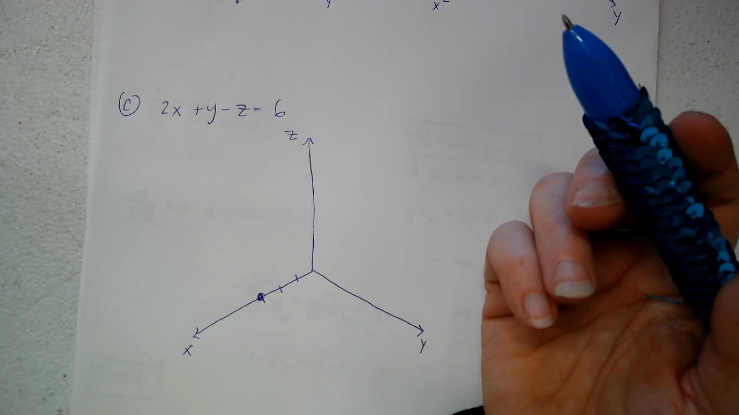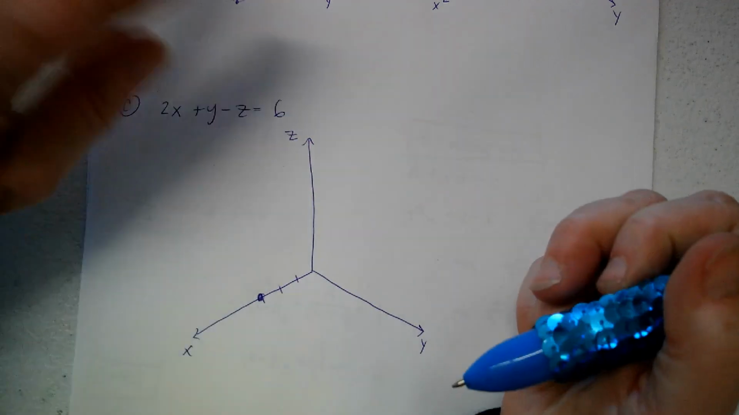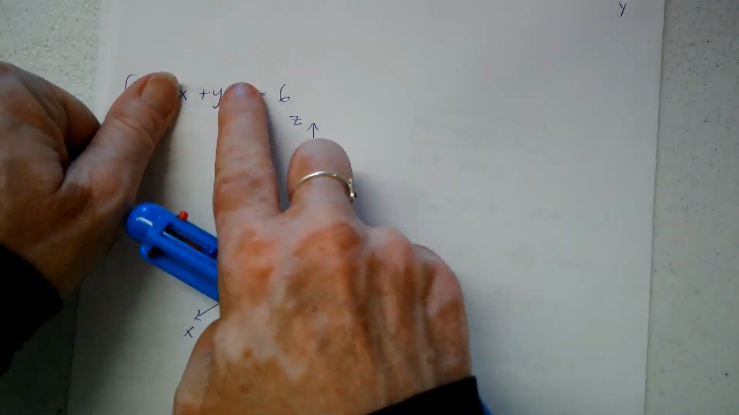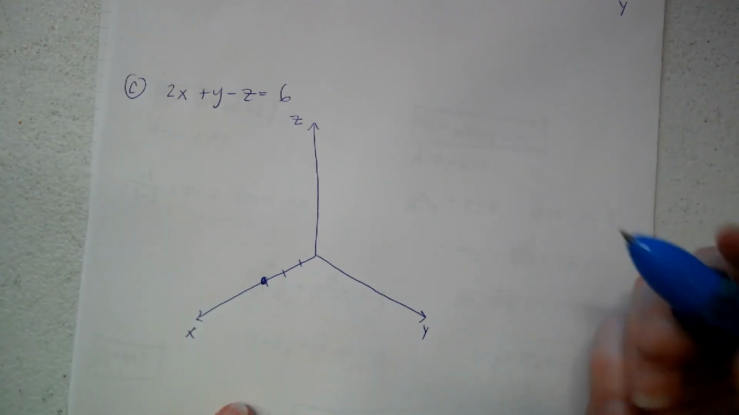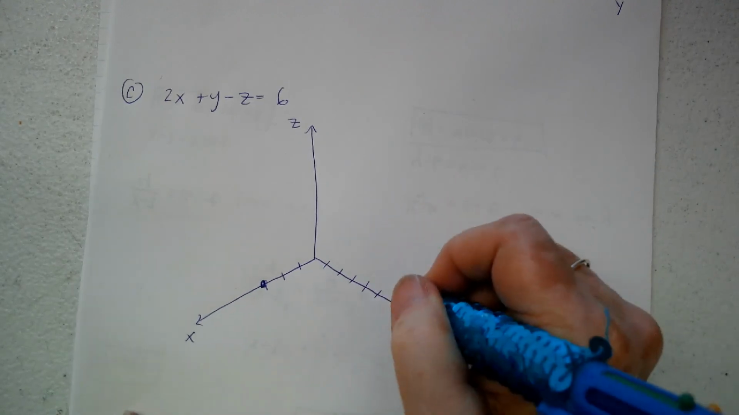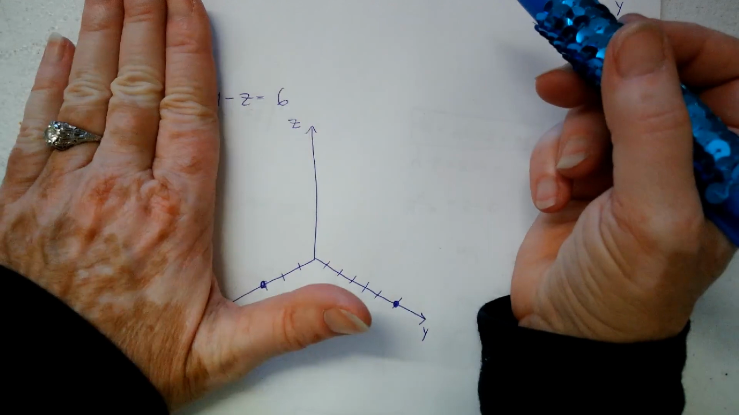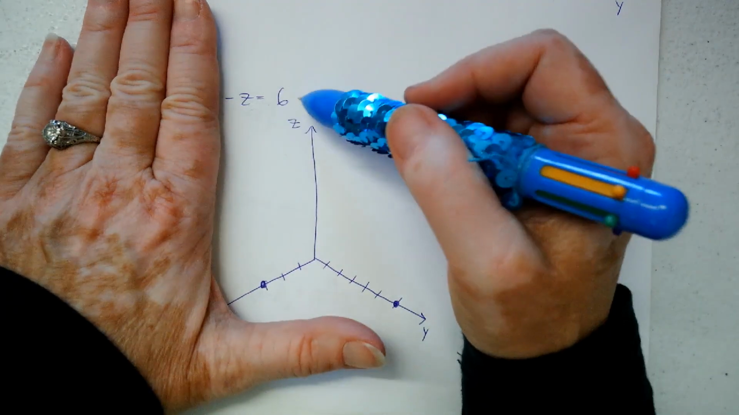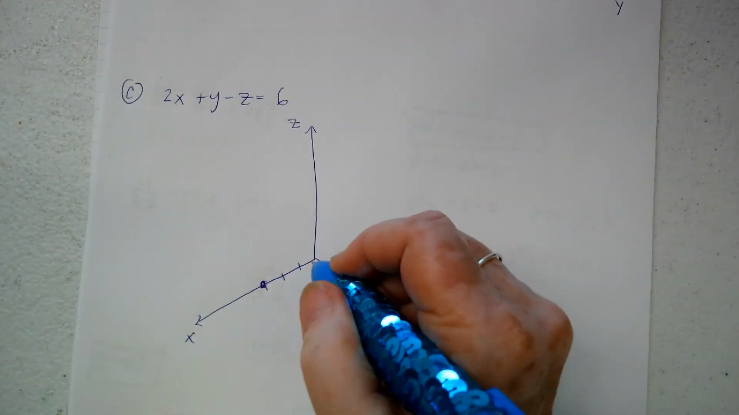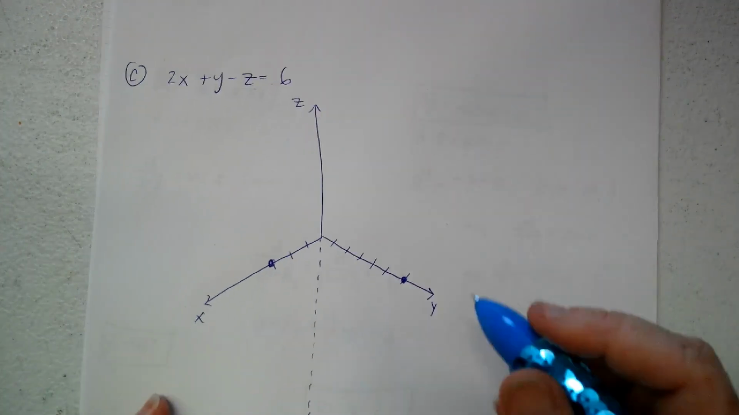Okay, this thing's going to be a plane. The y-intercept happens when x and z are 0. So I can just cover them up, and I get y equals 6. So I've got to go 1, 2, 4, 6. And then z: if x and y are 0, negative z is 6. So z must be negative 6. So I'm going down there, and it's going to be negative 6.